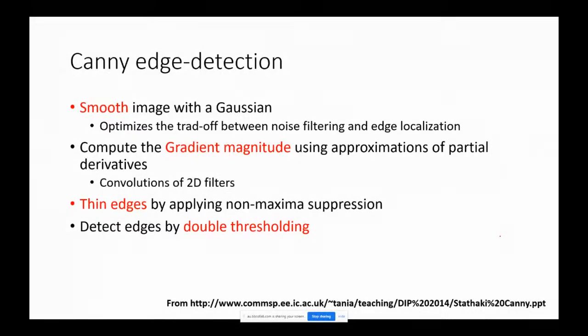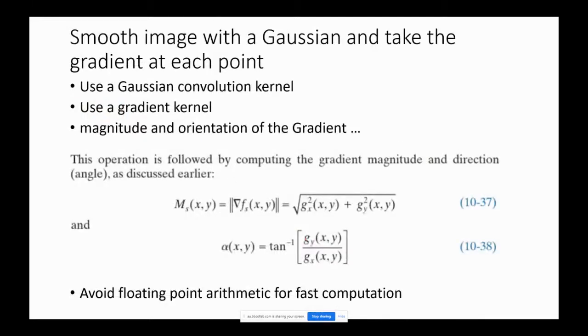And a third bit is the edge detection by using this double thresholding method. Let's see how it goes. Well, we've seen the Gaussian convolution kernel to get the smoother image, and a gradient kernel to find where the changes are. You get the magnitude and orientation of the gradient.